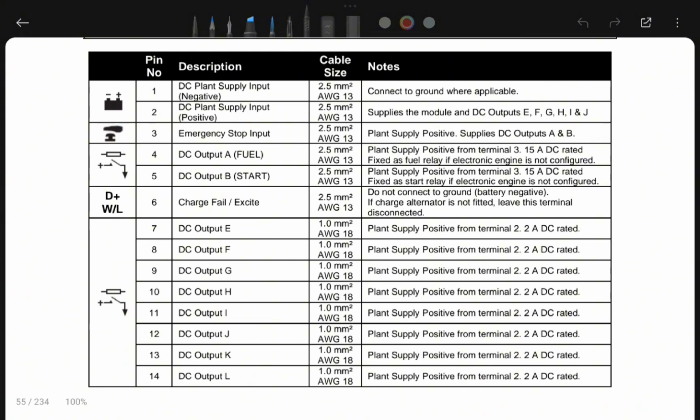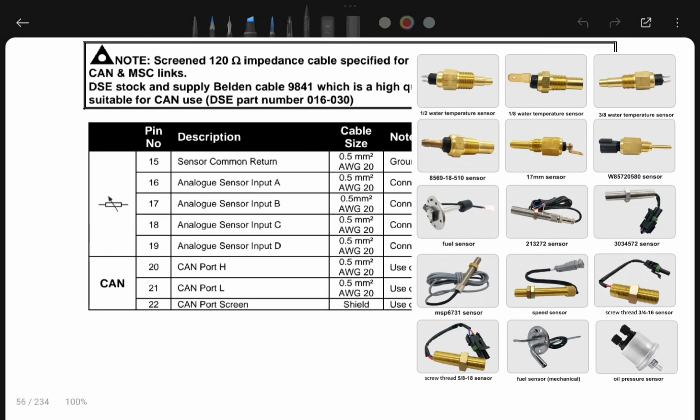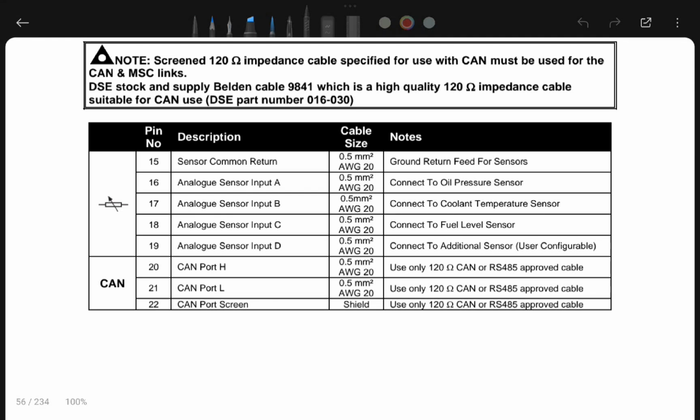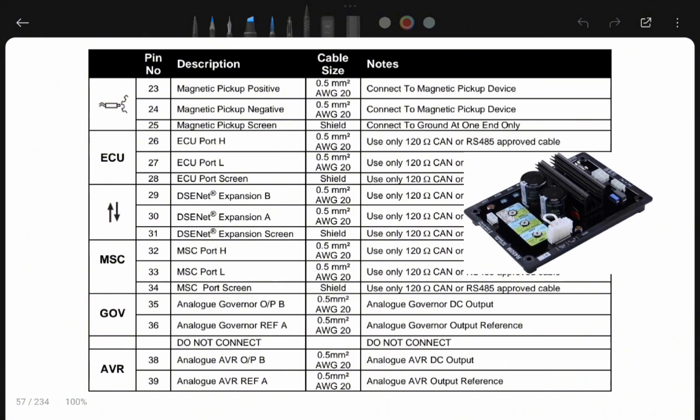And over here is for our analog connections, which is number 15 is our sensor common return, or our body connections, and our 17 to 19 is our analog configurable input, and 20 to 22 is our CAN connections going to your ECU. But this band can be changed according to your configurations. Next is our magnetic pickup connections, ECU connections, DSENET connections, MSC, and governor and EVR control connections.